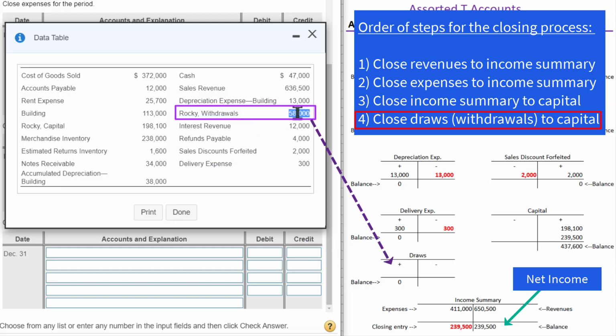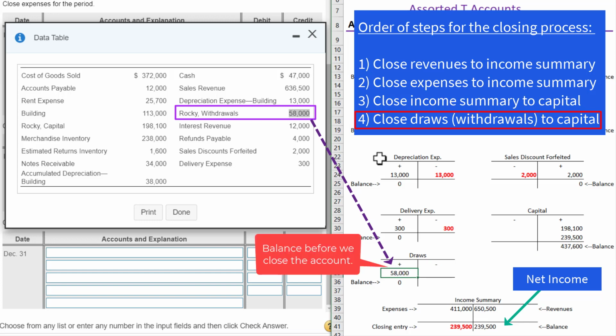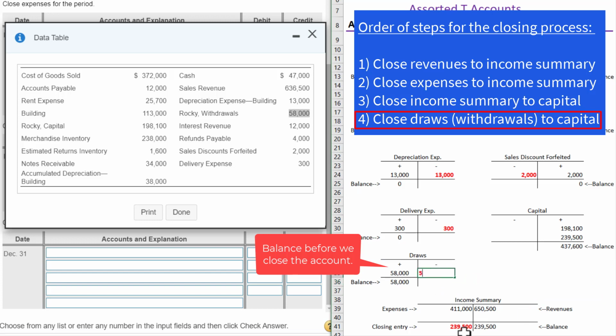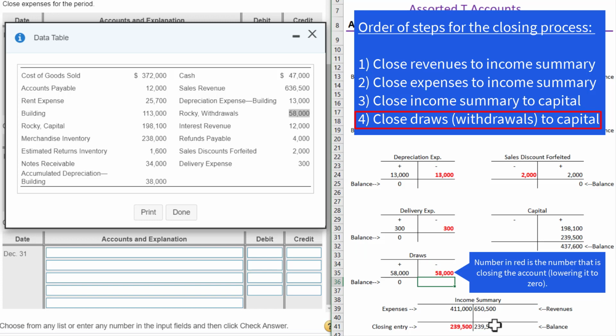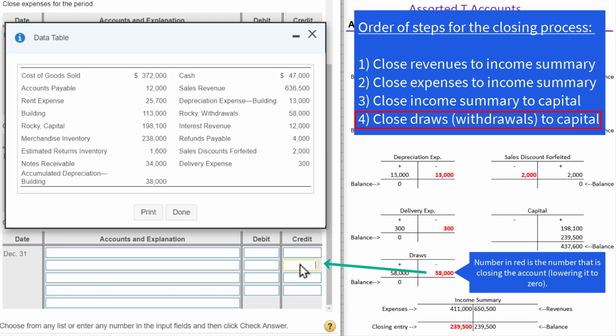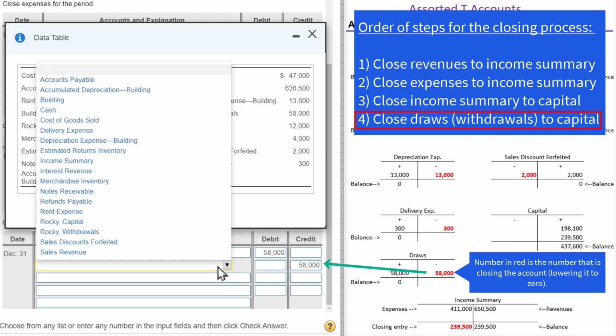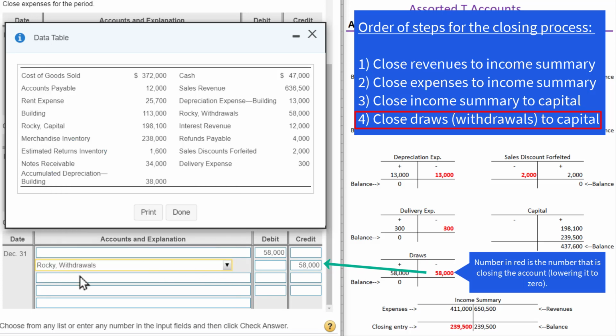Rocky withdrawals, 58,000. So just remember, draws have a balance on the left side. Now how am I going to close the drawing account? I'm going to put it on the minus side, and now it has a balance of 0. Remember, the red is the closing amount. So I need to credit the drawing account, going down. Rocky, comma, withdrawals is the same as draws.